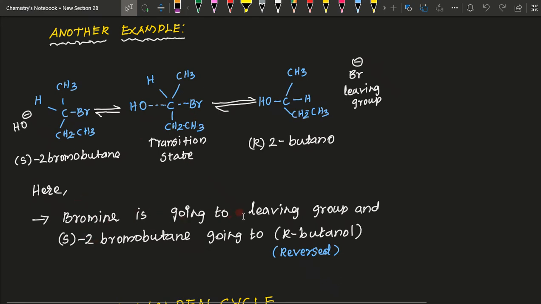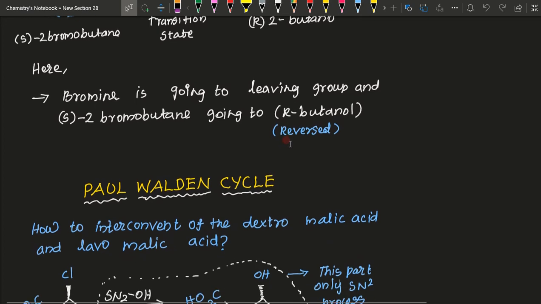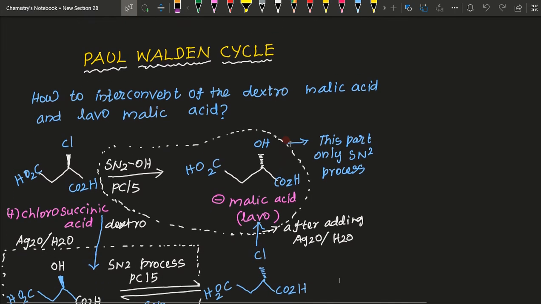See, the bromine is the leaving group, because bromine is a more electronegative element. So bromine is going as the leaving group and S-bromobutane is going to R-butanol, S configuration going to R configuration. This is the Walden inversion. Next, Paul-Walden cycle. How to interconvert dextro malic acid and levo malic acid. See the interconversion.